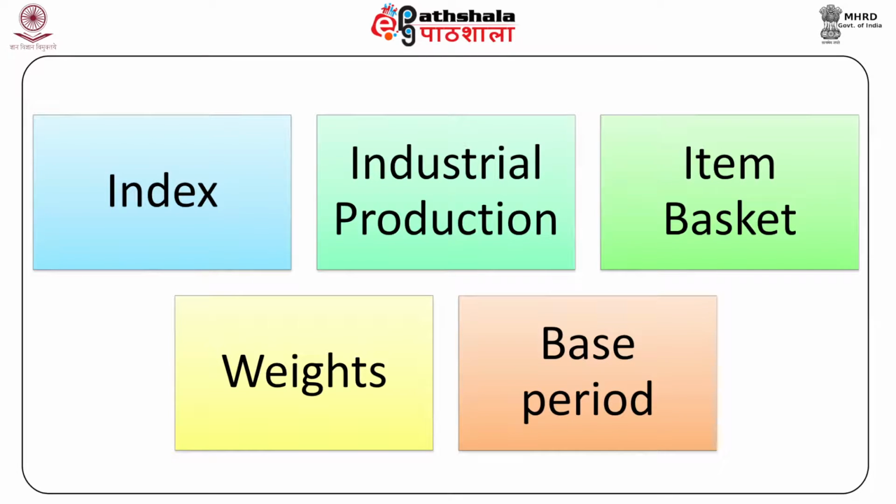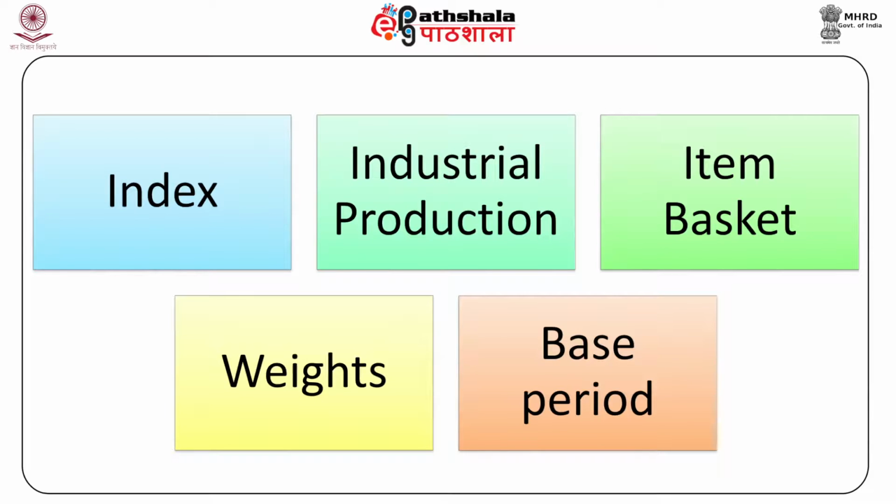The current criteria for assigning weights is gross value added, or GVA, from that industrial activity. In the past, net value added by the manufacturer in proportion to the total output has been used. Then base period. IIP is a ratio of production in the current period to the reference period. This reference period is called the base period.